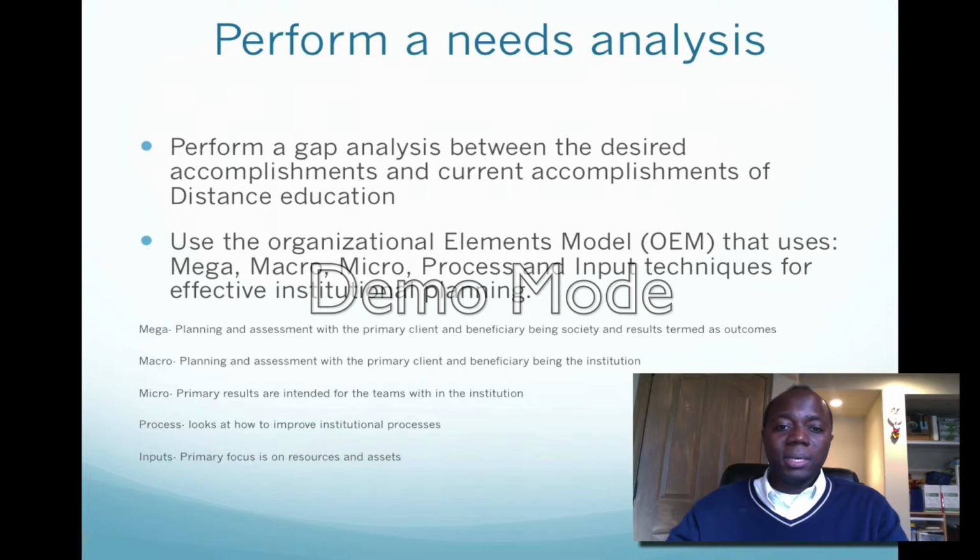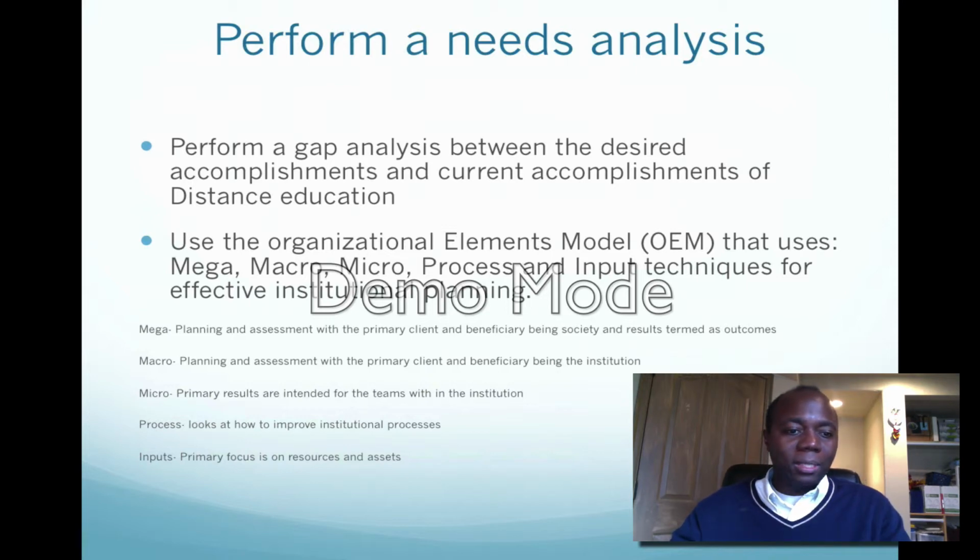Macro looks at the client within the institution. How is your training going to meet your institution's learning needs? Micro looks at how teams within an institution benefit from your distance education program. And then process looks at improving organizational processes. For example, on your production line, how does your distance education improve processes on your production line?